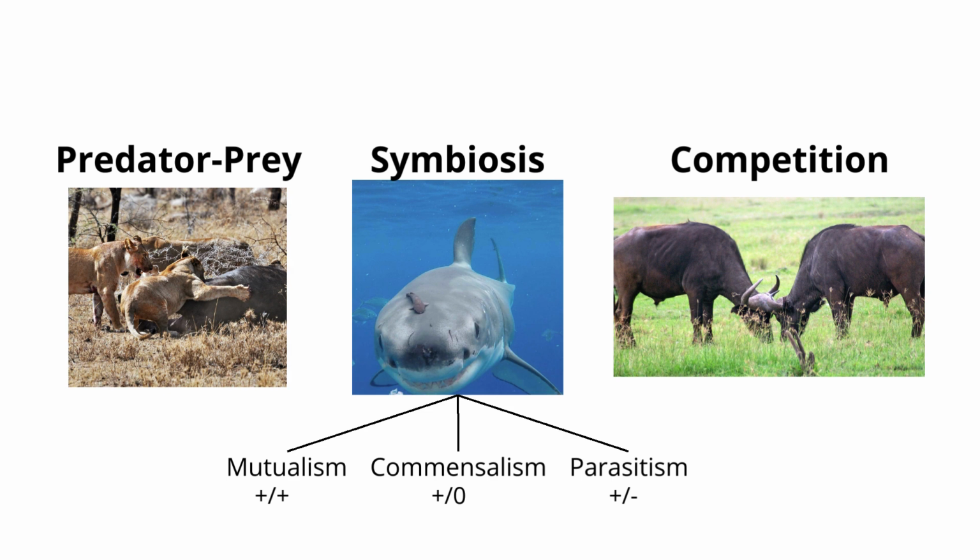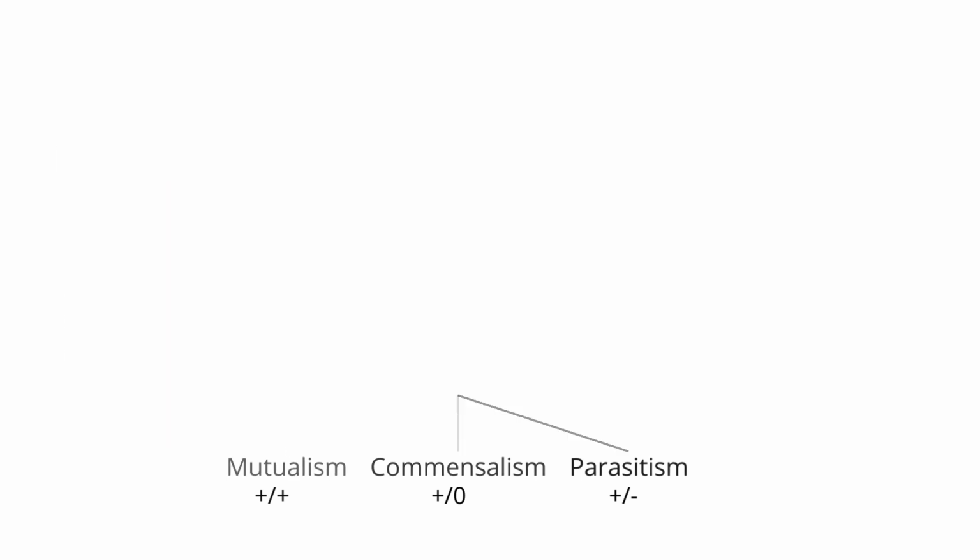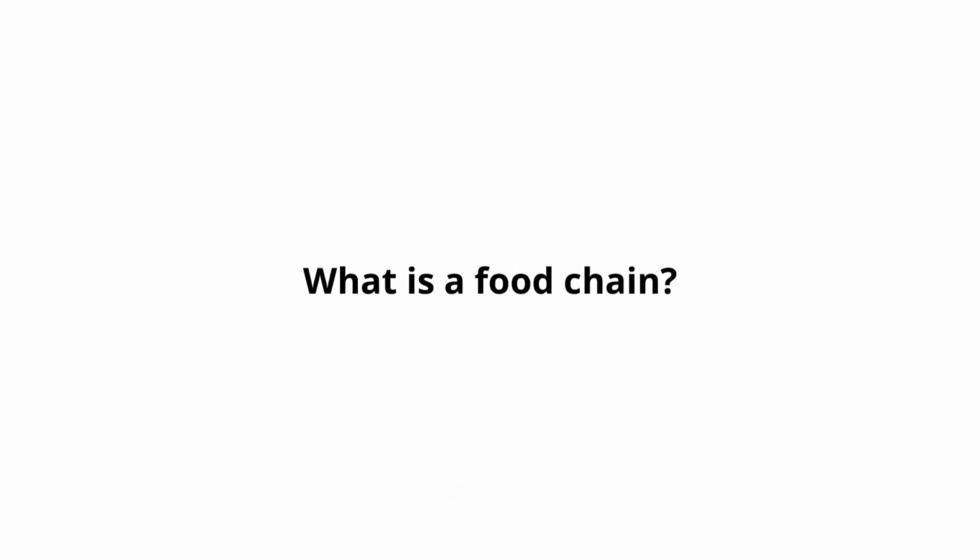In commensalism, one benefits and the other is unaffected. In parasitism, one organism benefits at the expense of harming the other. The third interaction is competition, where organisms from the same or different species compete for natural resources and/or mating. What is a food chain?